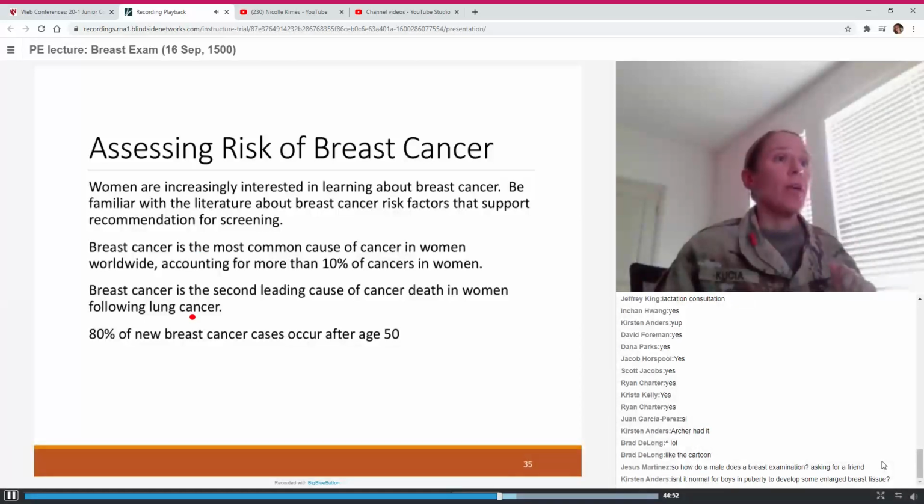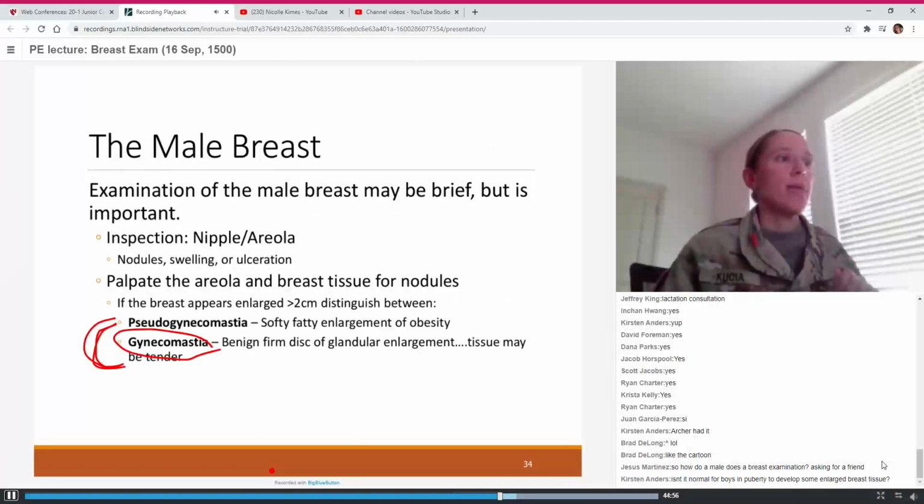Oh, getting some questions here. Good. How do you do a male breast examination? Same way. Up and down, lawnmower, back and forth. Same thing. Lymph nodes, etc.